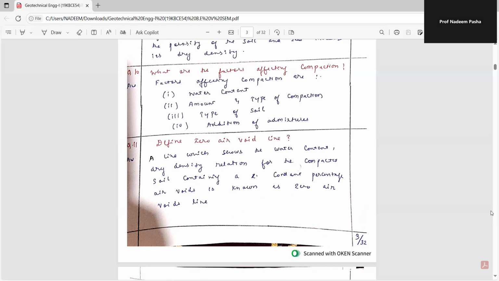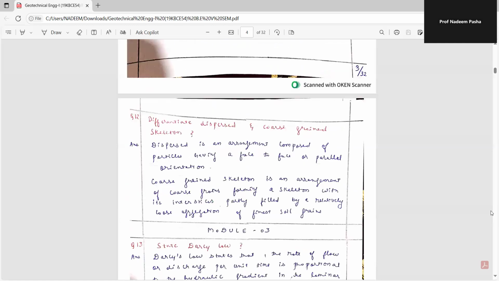Next, define zero air voids line. A line which shows the water content dry density relation for the compacted soil containing a constant percentage of air voids is known as the zero air voids line.